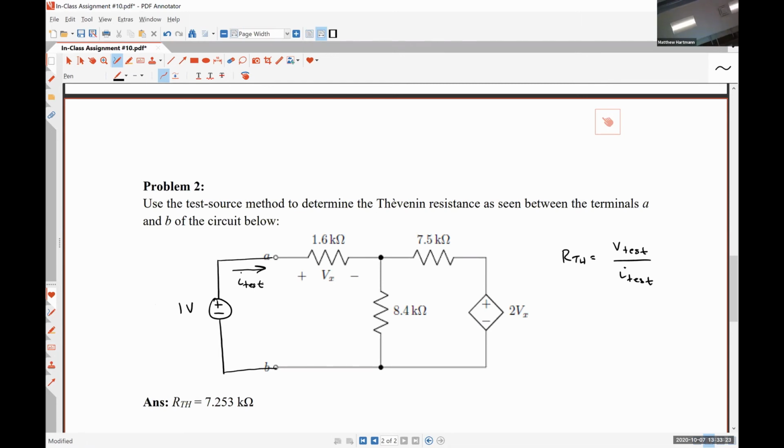So how do you feel we should go about determining that quantity? What circuit analysis technique or combination of techniques could we use here?